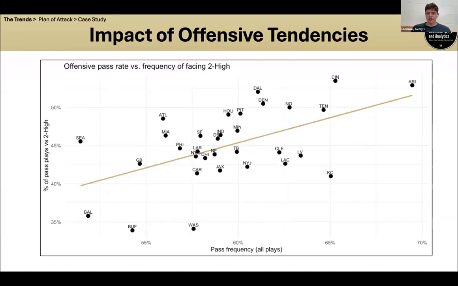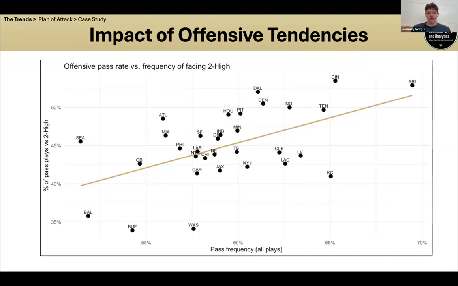Here we're looking at every single team in the NFL, the impact of offensive tendencies. Really good example on the far right, the Arizona Cardinals. They passed the ball about 70% of the time this year. Jacoby Brissett broke the single game completion record. And so they're going to pass more. There's a correlation that two high is going to be run more.